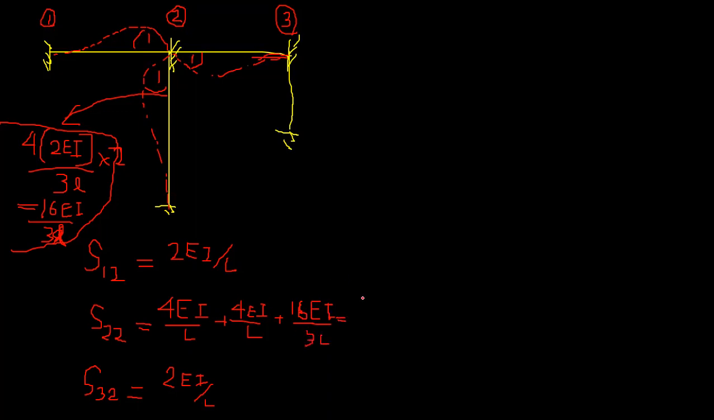Equals to how much? 40 EI over 3L. Okay. So 8 into 3 means 24, 24 plus 16 is 40 over 3L, right?